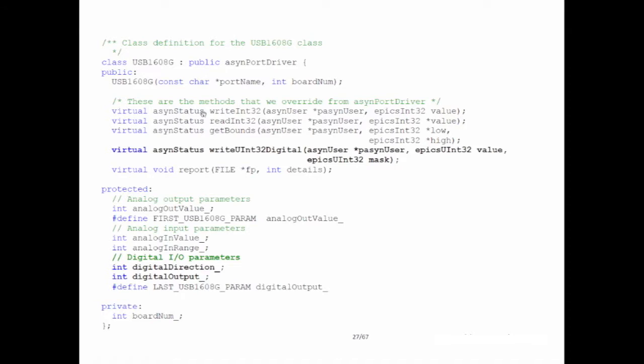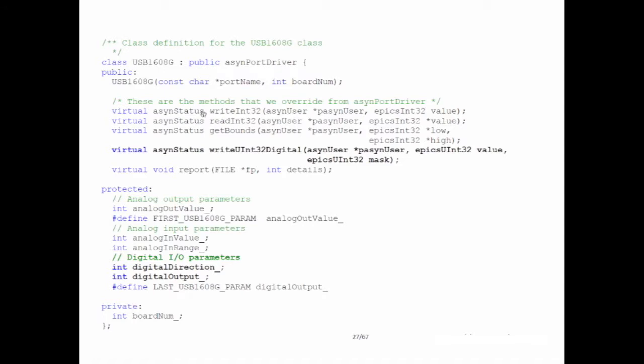We're going to implement one more function from asynPortDriver, which is writeUInt32Digital. And writeUInt32Digital takes 3 arguments: the asynUser, an unsigned 32-bit value, and an unsigned 32-bit mask. So the mask is saying, which bits in the output are you actually going to modify? Only the bits that are 1 in the mask.